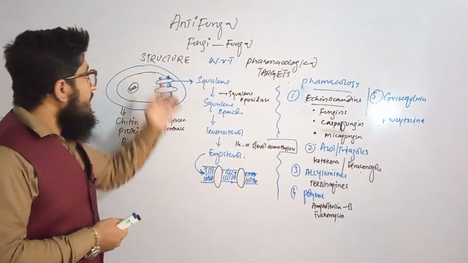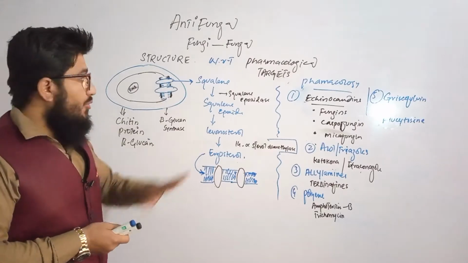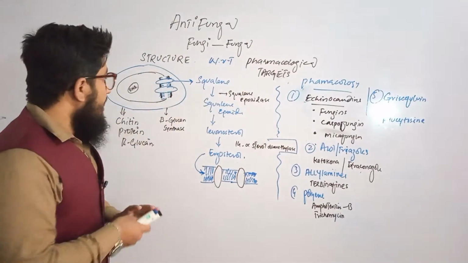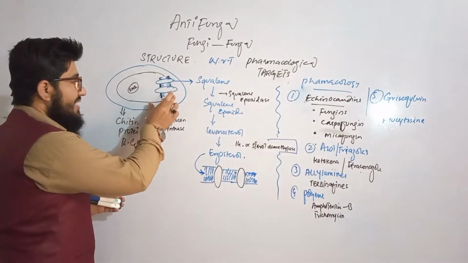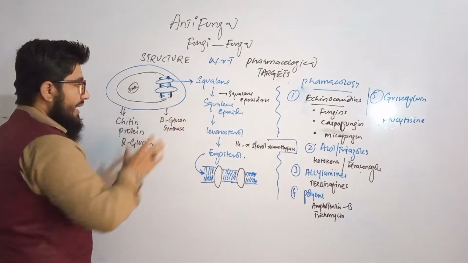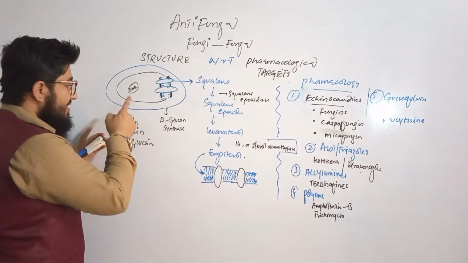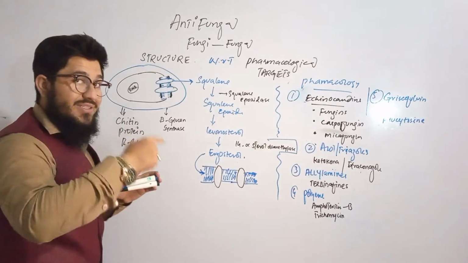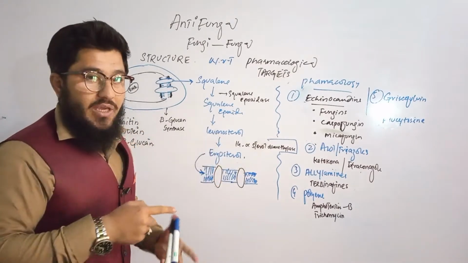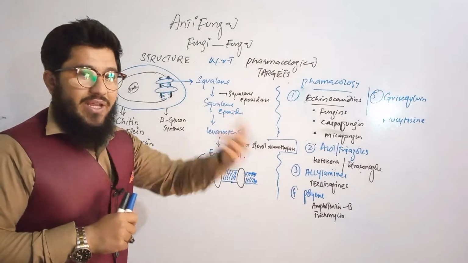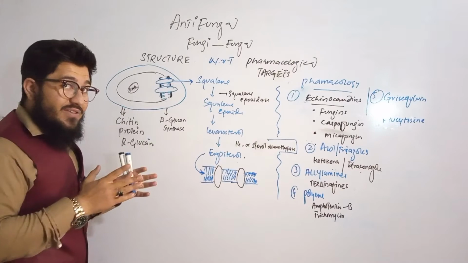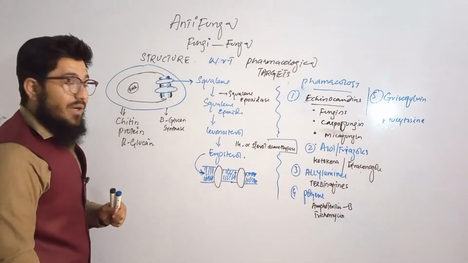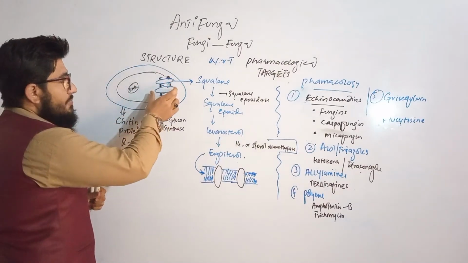Coming to the structure of the fungi with respect to pharmacological targets. Very simple, we have DNA in the fungal structure. We have a cell membrane, then a cell wall. Now concentrate, this cell wall is different from the cell wall of other organisms, and the cell membrane is also different. Now where are the differences? Let's pin that out.